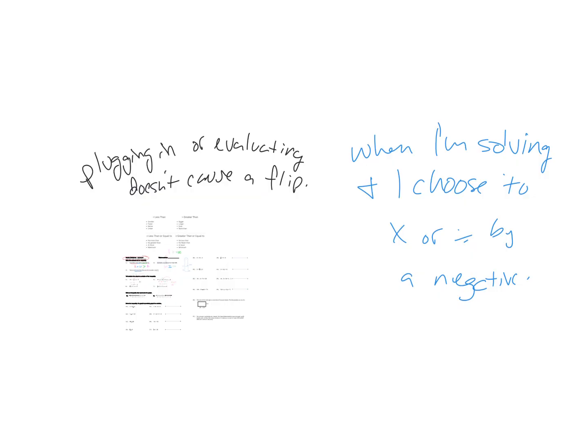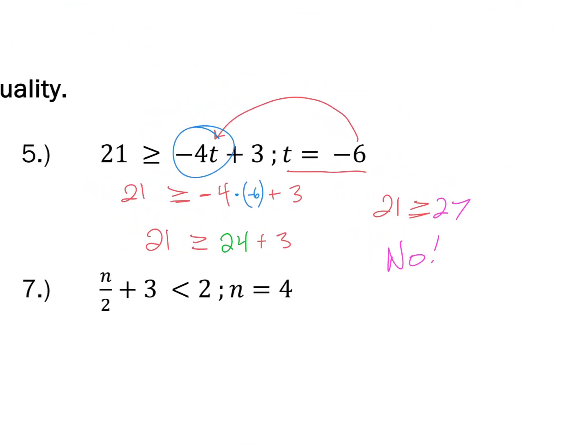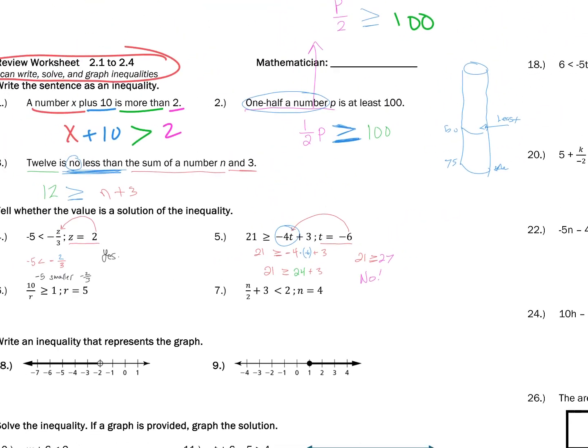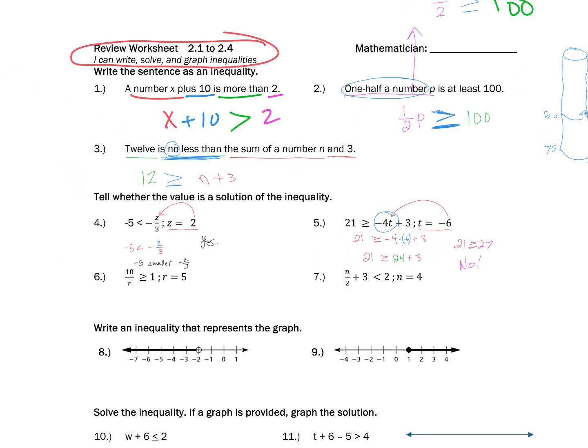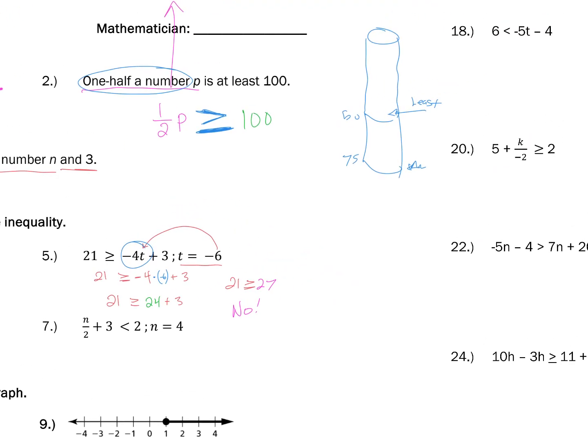So if you're like, well, didn't we just do that? No. We plugged in, we evaluated with a -6. Now, if we had taken this originally, and you know what? Let's do that, because that's the other way you could have done this. It says just tell whether it's a solution. You have two ways of doing this. You could plug it in like we did, or you could try this.